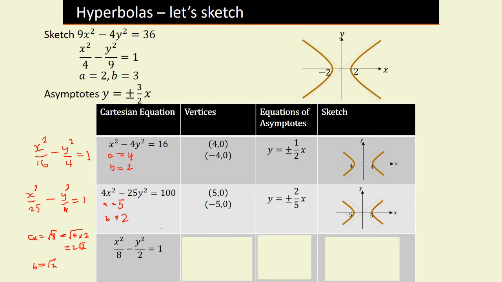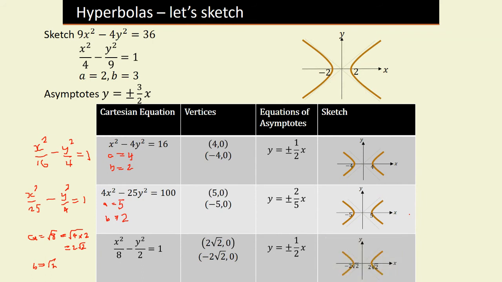If you think about that, the b over a, the root 2's will cancel because there's one on the top and one on the bottom. So I'll just get plus or minus half x. So step through: I'll do points, plus or minus half x, and then I'll sketch.